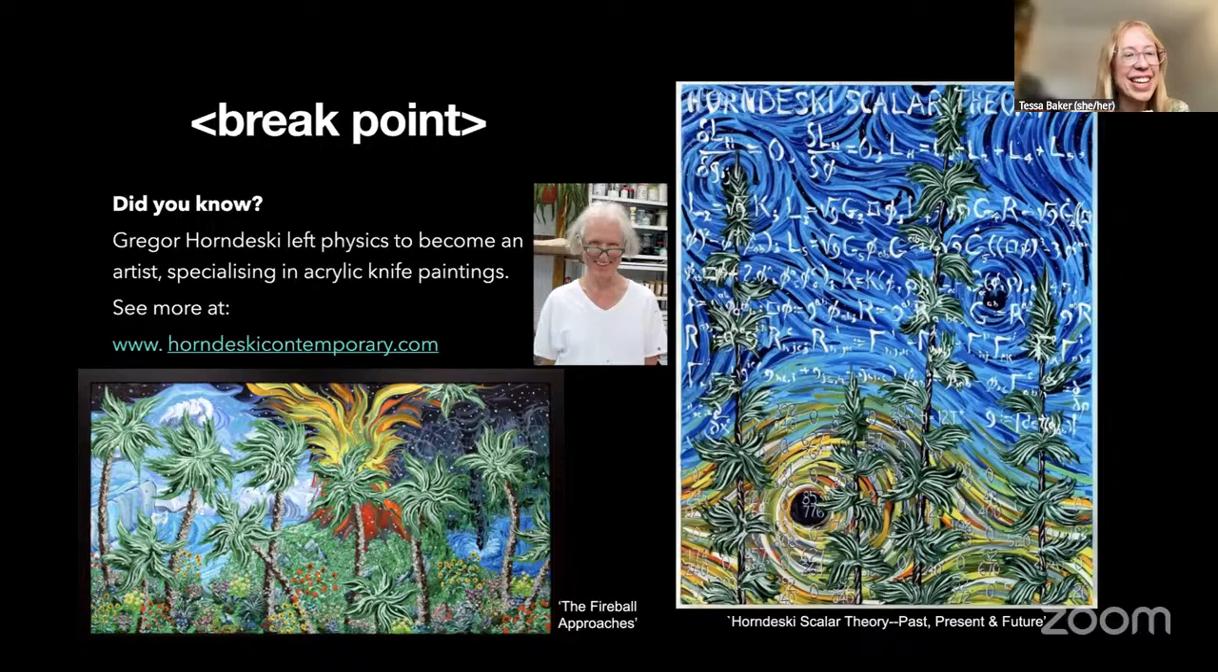But Horndeski then left physics a couple of years later and became an artist and makes these sort of really nice, colorful acrylic knife paintings. I've got some examples on the slide there, and you can see more on his website. He is aware that his theory is being used. He has been to a few conferences and things, so he has sort of got back in touch with the physics here.